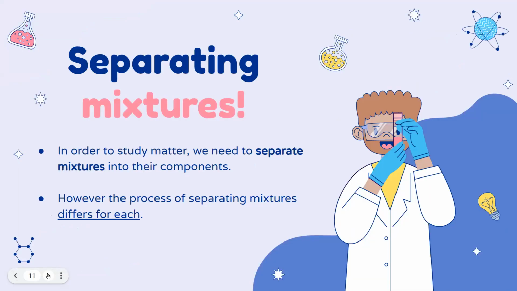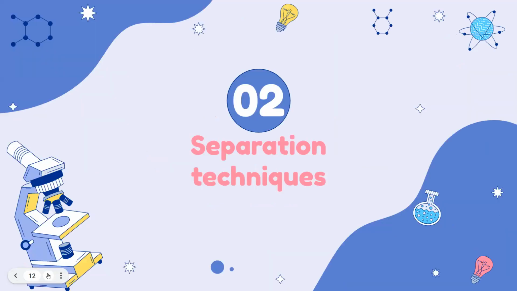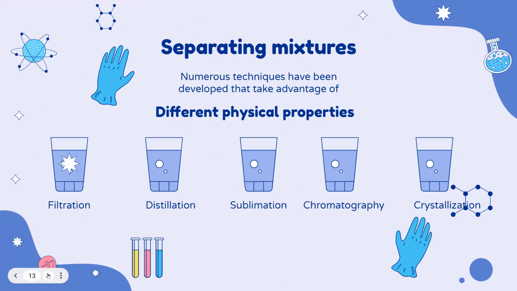So, we talked about mixtures and solutions and all that, but how can we separate them? In order to study matter, we need to separate those mixtures in order to get to know their components. However, the process of separating mixtures can be different for each. So let's look into the separation techniques. There are numerous techniques that have been developed in order to take advantage of the different properties. We have filtration, distillation, sublimation, chromatography, and crystallization.